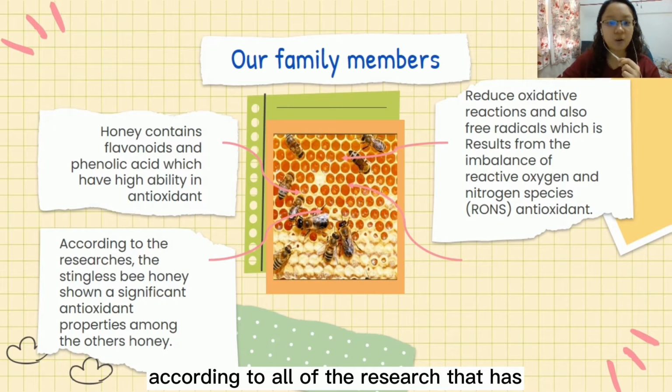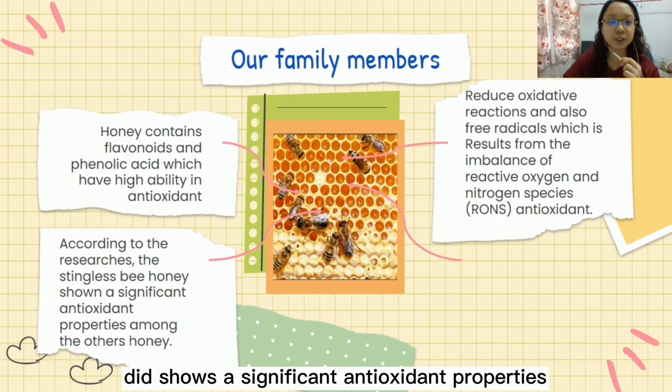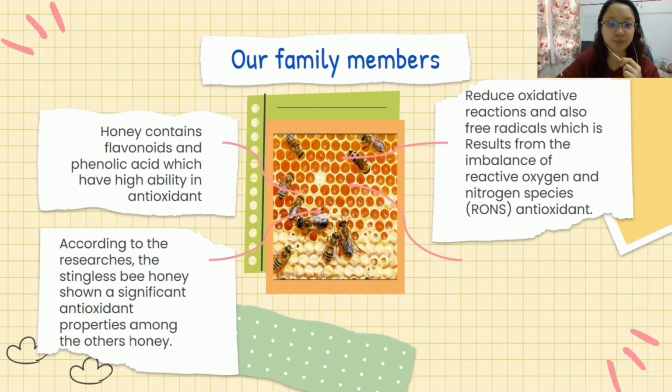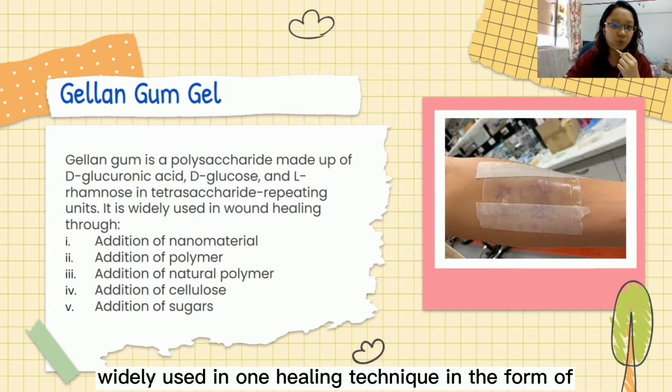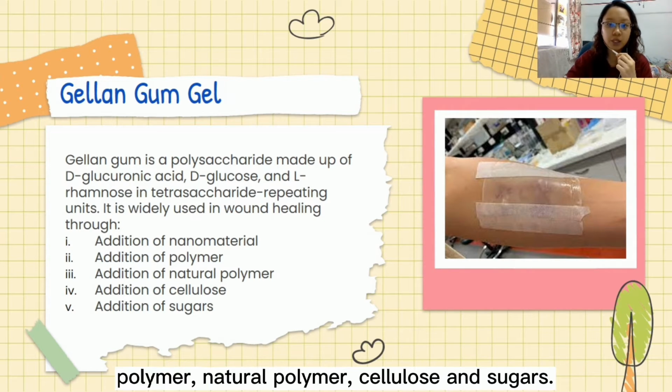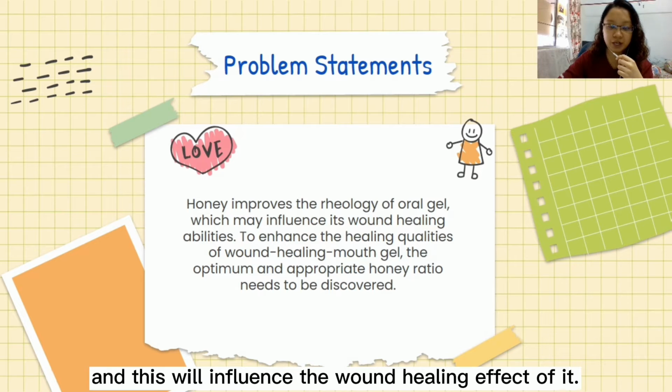And here's a fact: according to all of the research that has been compared, stingless bee honey shows significant antioxidant properties among all of the other honeys. Gelatin gum is a polysaccharide widely used in wound healing techniques, with additions of nanomaterial, polymer, natural polymer, cellulose, and sugars. Honey improves the rheology of the mouth gel, and this will influence its wound healing effect.